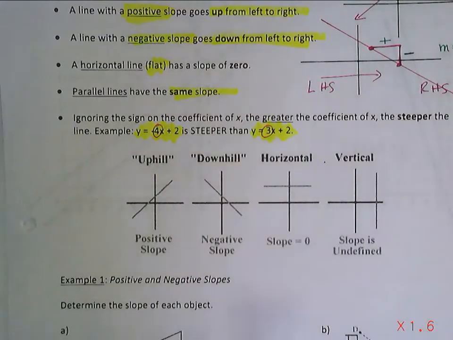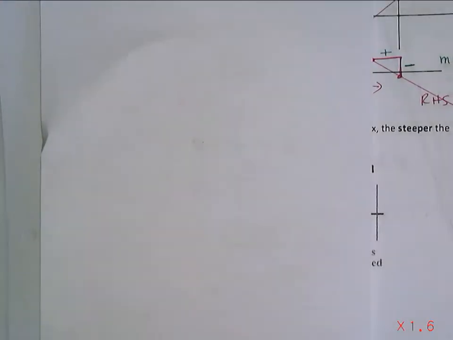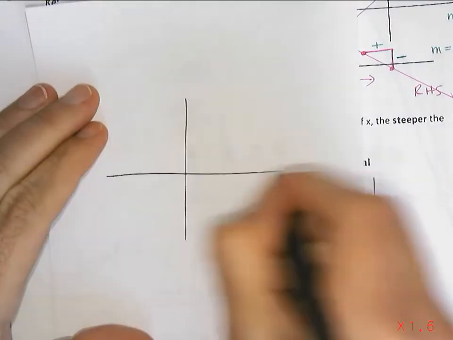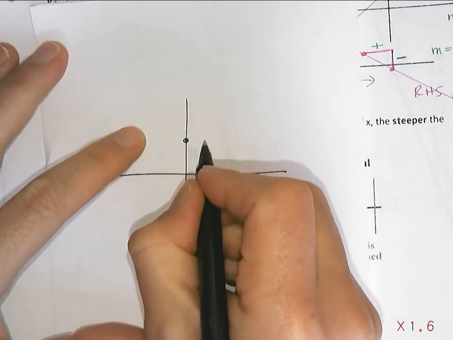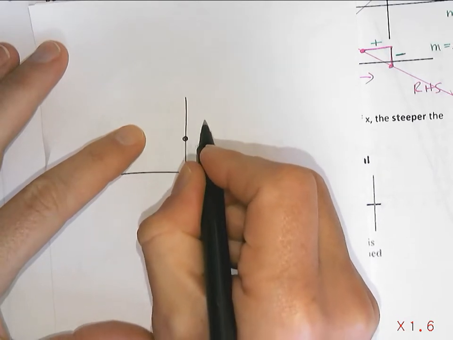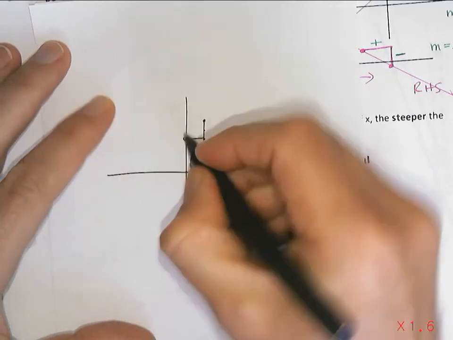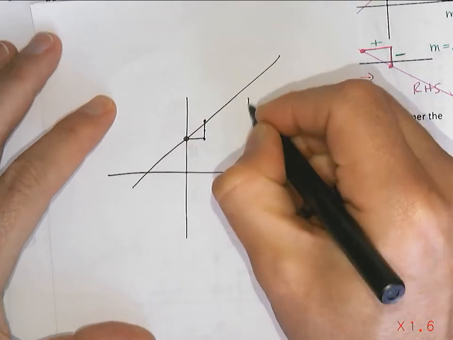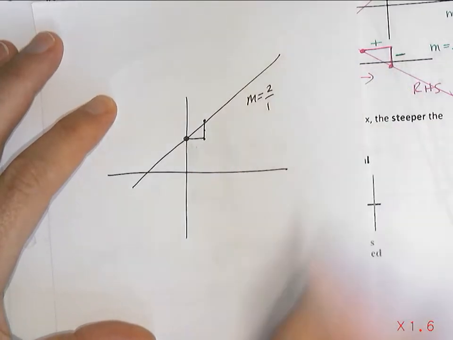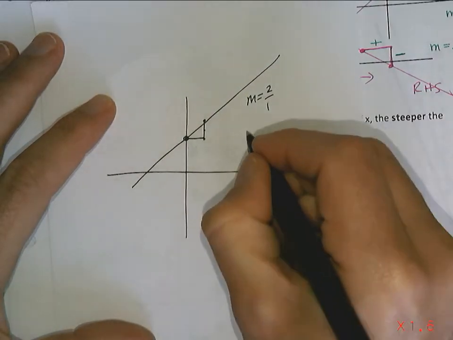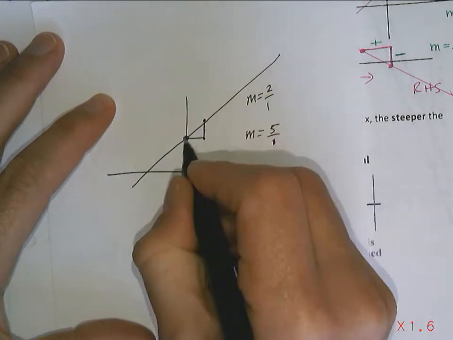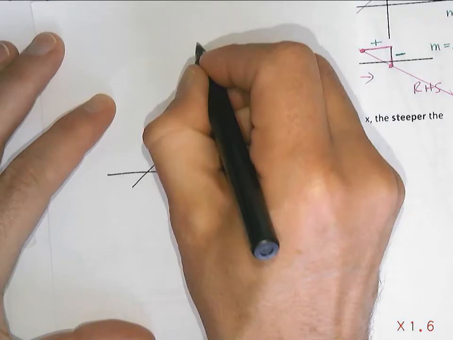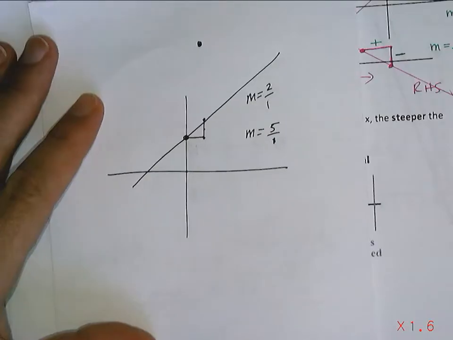And let's think about why that might be the case. If I have a Cartesian plane, and I have a point, and if I move over 1 and up 2, so over 1, up 2, there's my line. That's a slope of 2 over 1. Now let's think about a slope of 5 over 1. That would be over 1, up 5. See how much steeper that is?